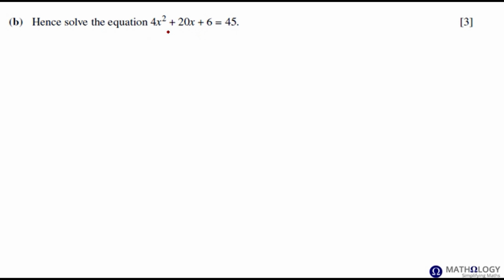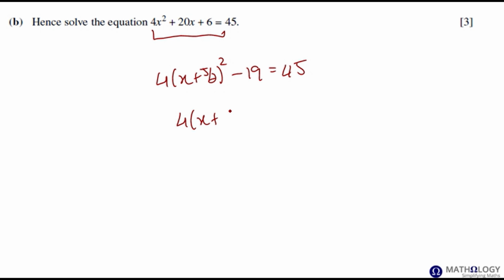Now solve the equation 4x squared plus 20x plus 6 equals 45. So this expression here is 4 times x plus 5 over 2 all squared minus 19, and that equals 45. So 4 times x plus 5 over 2 all squared equals 64. Divide both sides by 4. X plus 5 over 2 all squared equals 16.